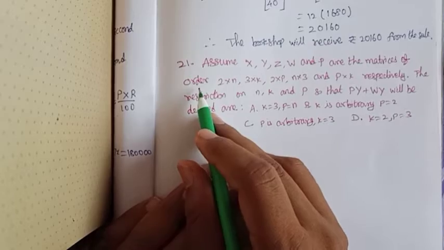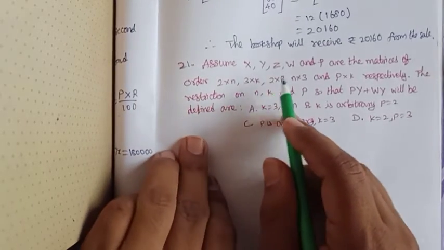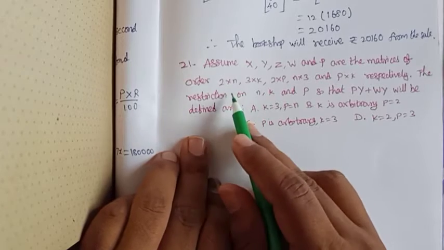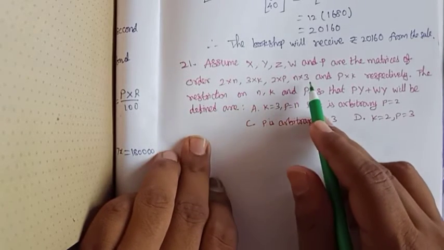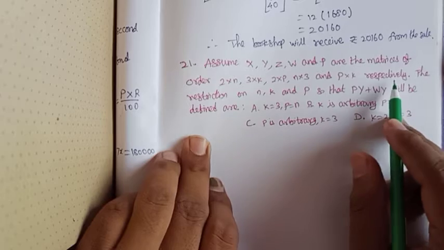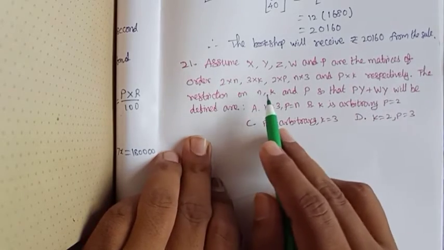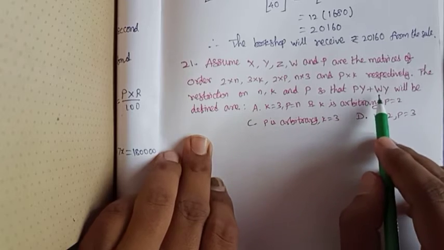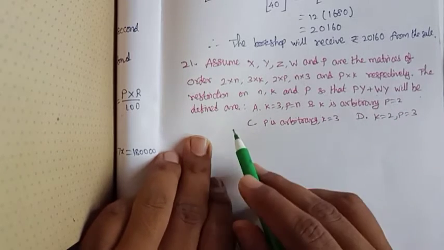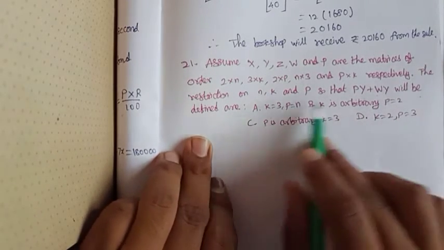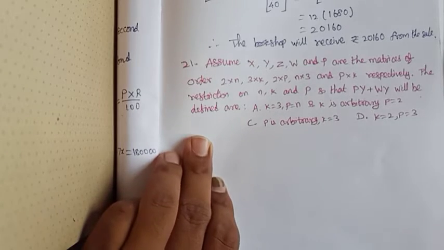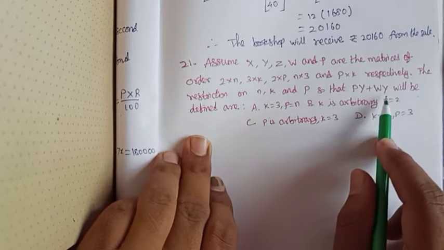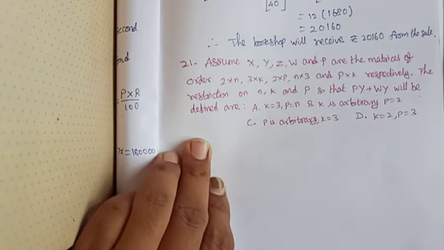Question number 21. Assume X, Y, Z, W and P are matrices of order 2 by n, 3 by k, 2 by p, n by 3 and p by k respectively. The restriction on n, k, p so that PY plus WY will be defined are. To find which answer satisfies PY plus WY being defined, we proceed.